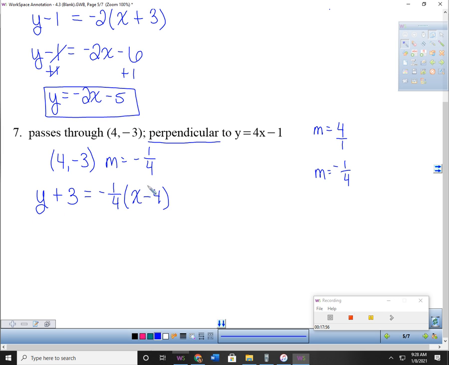And now we go ahead and distribute and move the 3. So we have y plus 3 is equal to -1/4 times x is -1/4 x. -1/4 times -4 is +1. And then go ahead and subtract your 3, put it with that 1 back there. So y is equal to -1/4 x minus 2.